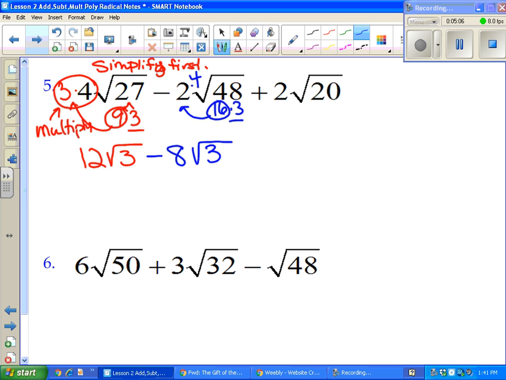All right. 20 breaks down into 4 times 5. Square root of 4 comes out as a 2. You have another 2 out there, so it's going to be a 4 out front. And what's left underneath is a 5.